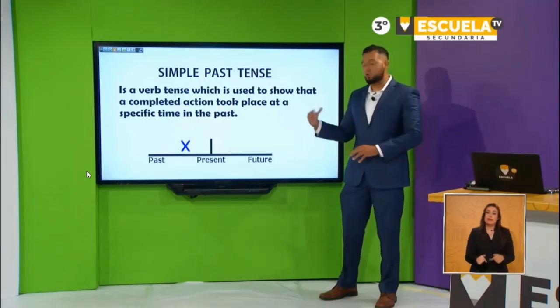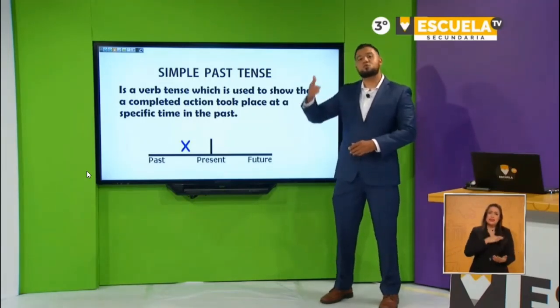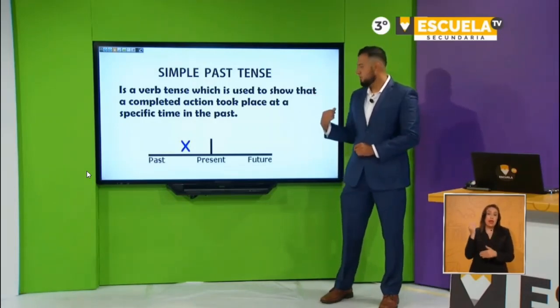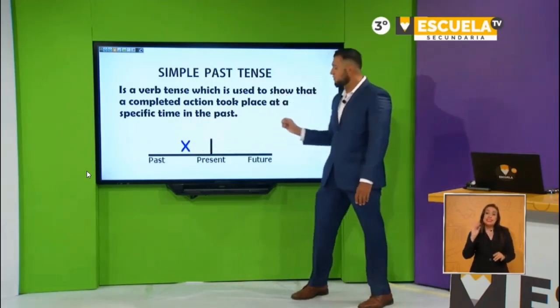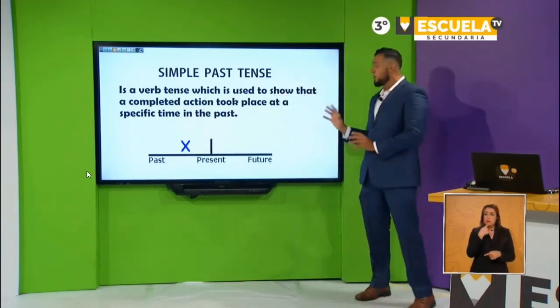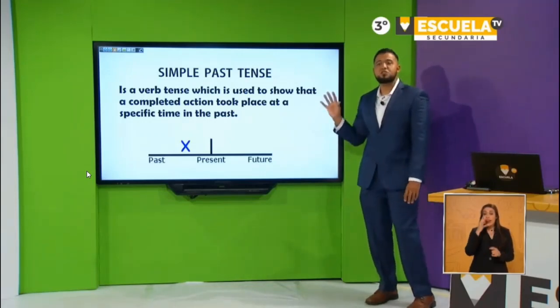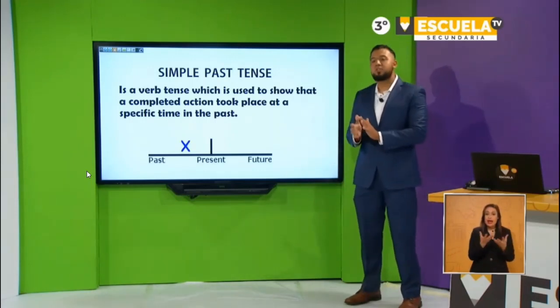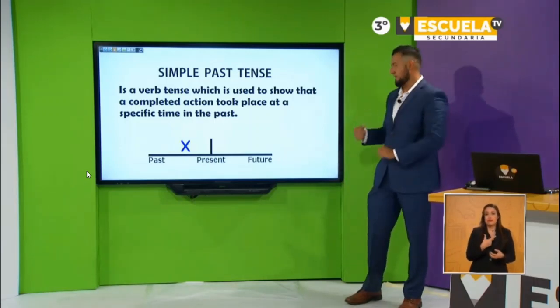If you want to talk about what happened to you yesterday, last week, even last month, or last year, that is called the simple past. And we are going to be talking about that. So it's very important to understand that the simple past is used to describe actions that we did at a specific moment in the past.